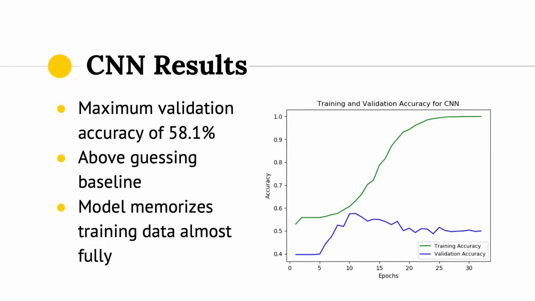As you can see in the graph, where green is the training data accuracy and the blue is the validation accuracy, it reached a maximum validation accuracy of 58.1%, which is over 20% above the baseline. It is also apparent that it is overfitting very heavily, almost fully memorizing the training data, yet it can still generalize relatively well to new data that it has not yet seen.